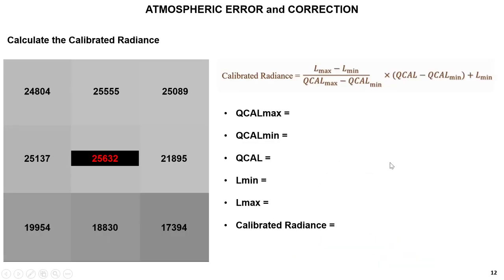Okay. Now we'll do a quick manual calculation. We need to find the calibrated radiance for this particular pixel, using the formula discussed in the lecture. I want everyone to take 2 minutes, look at this question, and tell me what Qcal max, Qcal min, Qcal, L min and L max are, and then we can calculate the calibrated radiance.